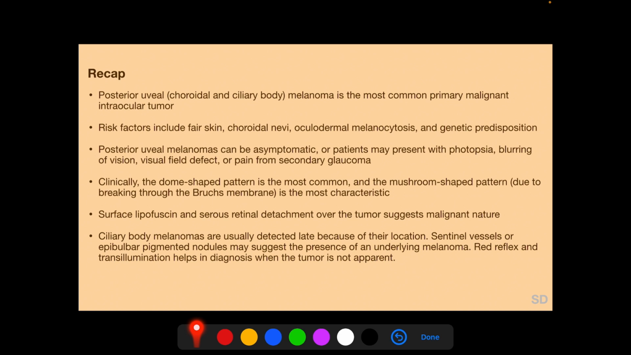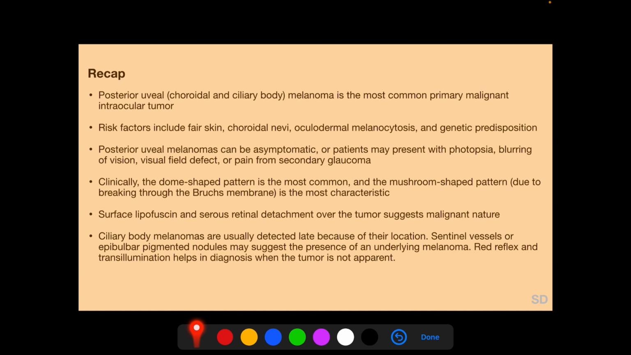To recap the salient points, posterior uveal melanomas including choroidal and ciliary body melanomas are the most common primary malignant intraocular tumor. Risk factors include fair skin, choroidal nevi, oculodermal melanocytosis, and genetic predisposition. Posterior uveal melanoma patients can be asymptomatic or may present with photopsia, blurring of vision, visual field defect, or pain from secondary glaucoma. Clinically, the dome-shaped pattern of growth is the most common, but the mushroom-shaped pattern of growth is the most characteristic of choroidal melanomas.